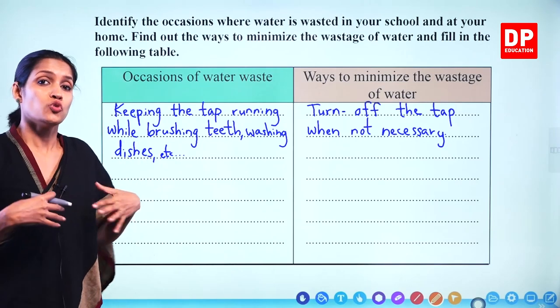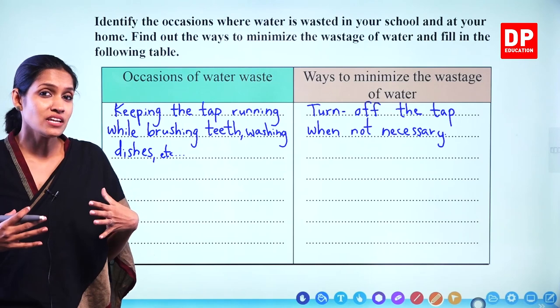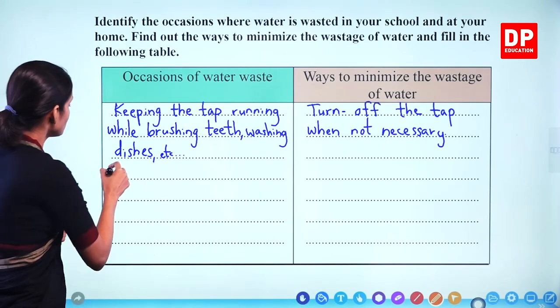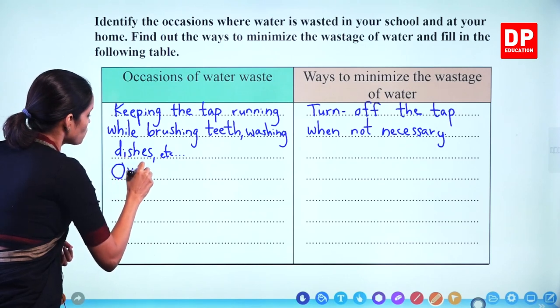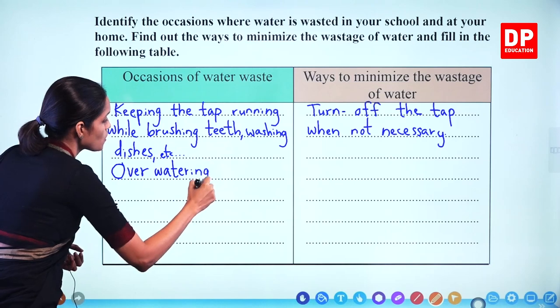I'm going to write overwatering plants. Some of us do this as well. We love gardening and we overwater the plants. It's not necessary, right? Overwatering plants.